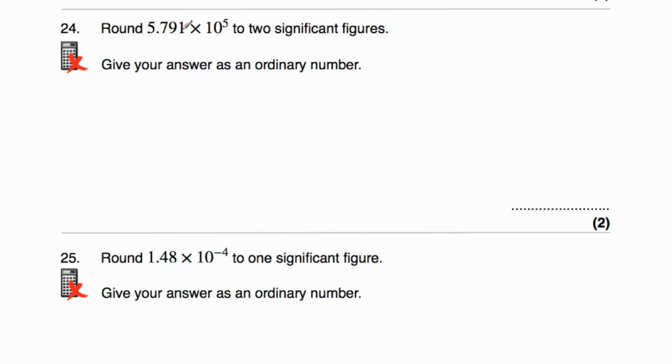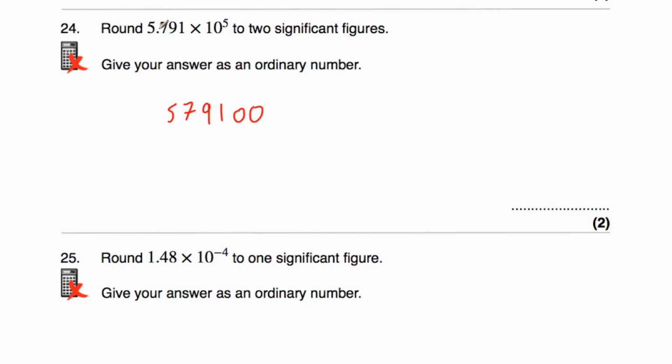If we were to move it 5 columns to the left, it would move into the hundredths, then the tenths, then the ones or the units, then the tens, and then the hundreds. So the 1's going to move into the hundreds, so we're going to write 5791. That's in the hundreds, so then we'd have our tens and our units. So that means that 5.791 times 10 to the power of 5 would be 579,100.